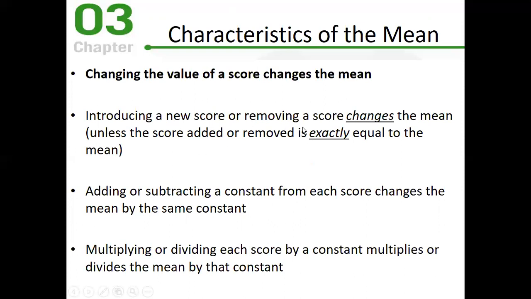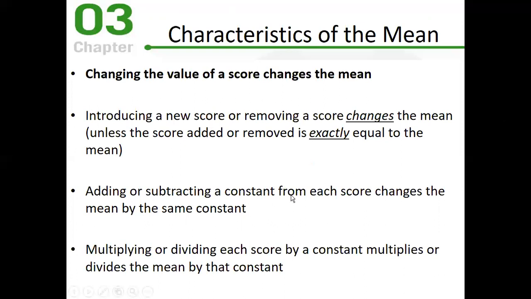Introducing a new score or removing a score changes the mean. The mean is a democratic measure of central tendency. It is a measure that takes into account all of the data. The only exception to that is if the score added or removed is exactly equal to the mean. So if the mean of a data set were 2.67 and you added a score of 2.67 or removed a score of 2.67, that would not change the mean.